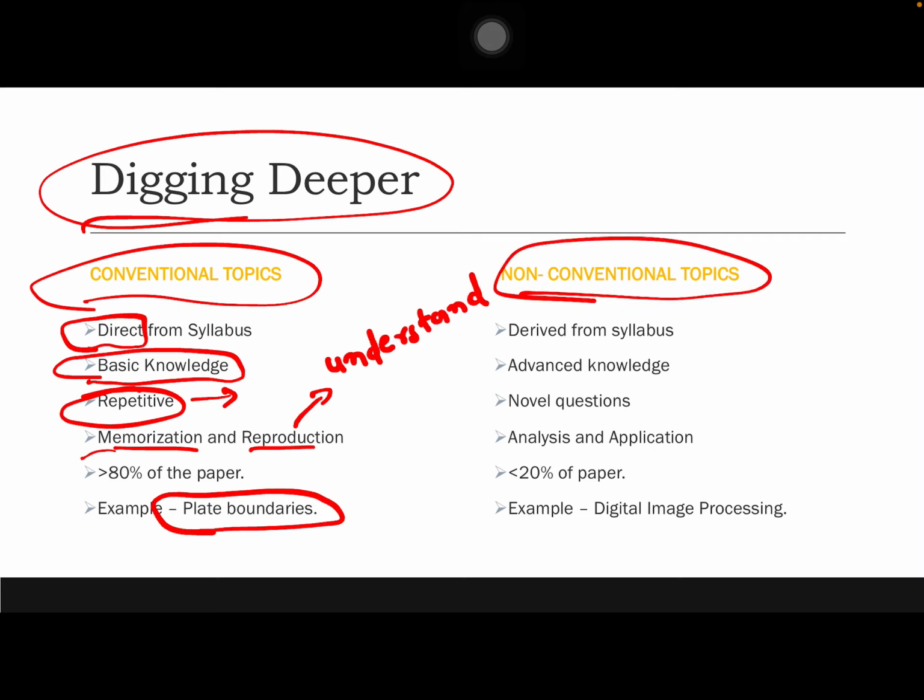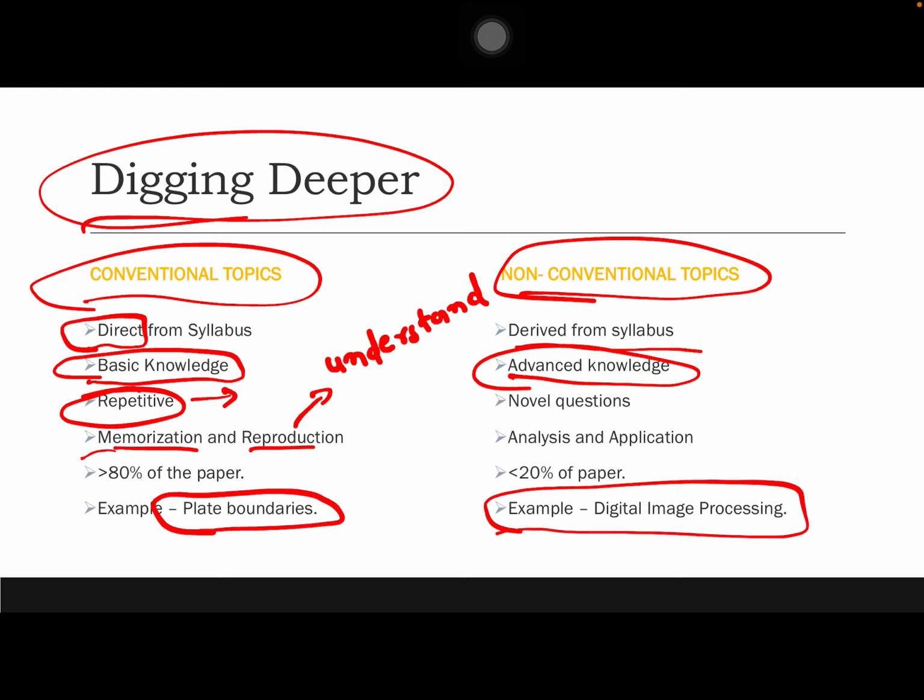Coming to the non-conventional topics, these are topics which are not present directly in the syllabus, but rather are derived from the syllabus. These require advanced knowledge, and basic knowledge is of little help here. For example, there is a topic in remote sensing known as digital image processing. Now, digital image processing is not directly mentioned in your syllabus, and it cannot be solved by basic knowledge of remote sensing. For this, you need a little more advanced knowledge.